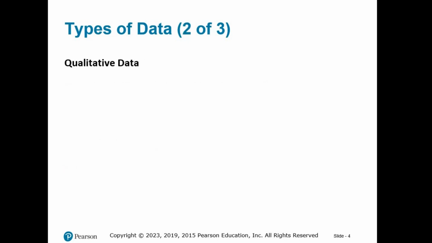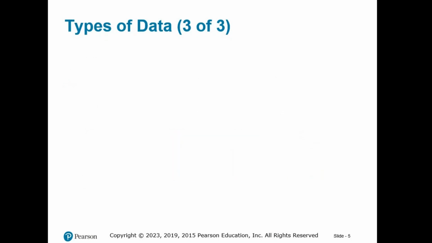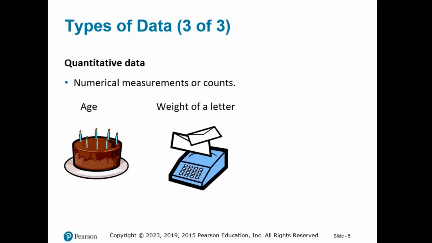The first type, qualitative data, could be things like your major, your place of birth, your eye color. These are categories or categorical data. You can't calculate an average major or birthplace. That doesn't make sense. The second type, quantitative data, could be things like age, weight of a letter, temperature, all numerical measurements or counts. Mathematical calculations make sense with quantitative data, and you can find things like the average age of individuals in a graduating class, or the deviations amongst day-to-day temperature readings.